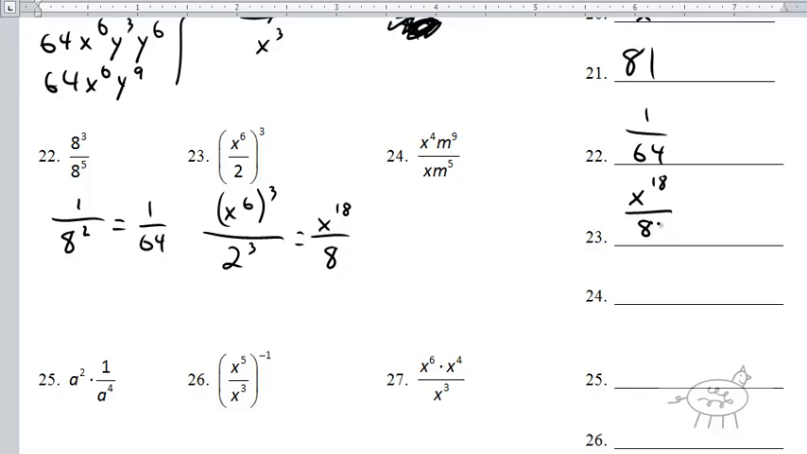This one, I'm just going to do battle, but I'm going to put a 1 here. So who wins with the x's? The top by 3. X cubed is on top. Who wins with the m's? The top by 4. There's nothing on the bottom, so you don't even write that. So that's your answer. X cubed m to the 4th.